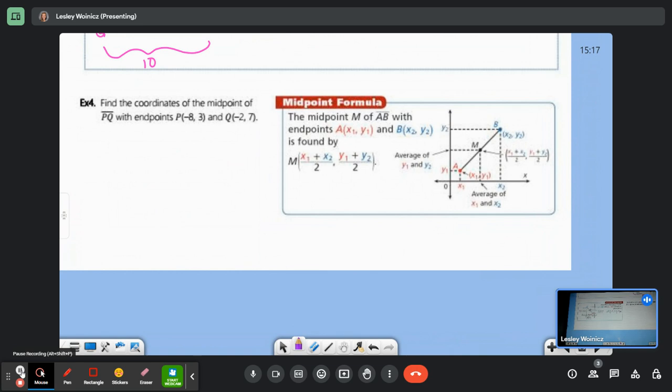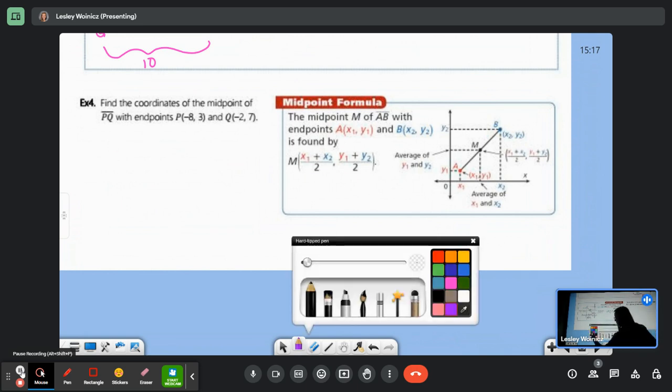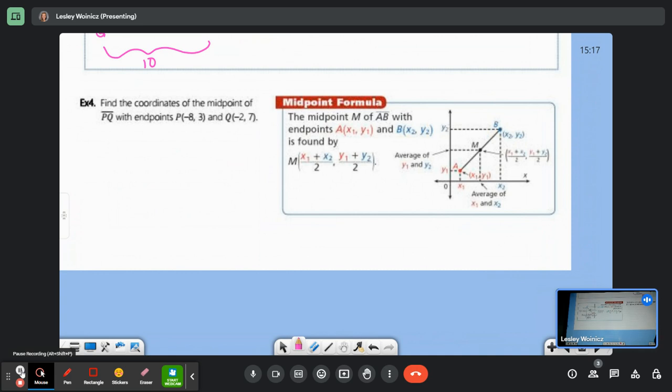Find the coordinates of the midpoint for PQ if the endpoints are P, -8, 3, and Q, -2, 7. So remember that finding the midpoint is like the average of each of the coordinates. It's like the average, like the mean, right? Where you have to add them all up and divide by how many there are. Remember we did that? Okay, it's the average of the x's. And then this one is the average, the mean of the y's.